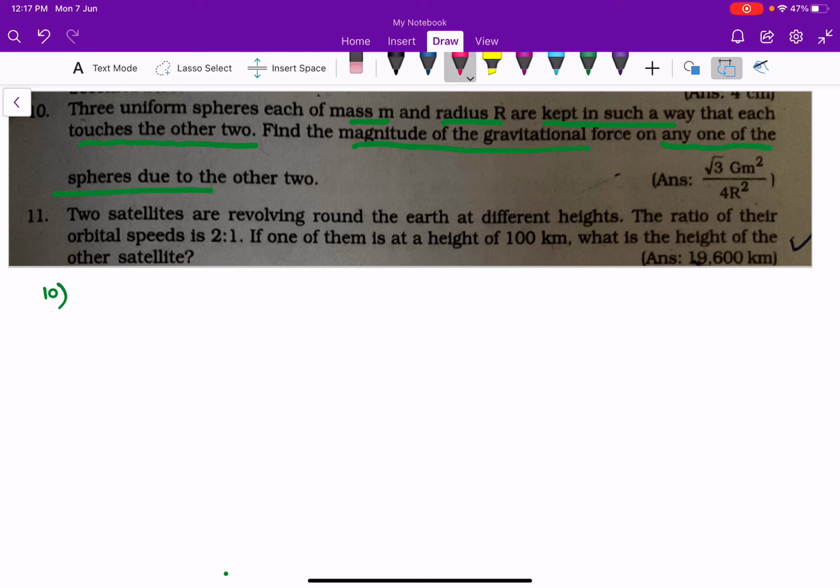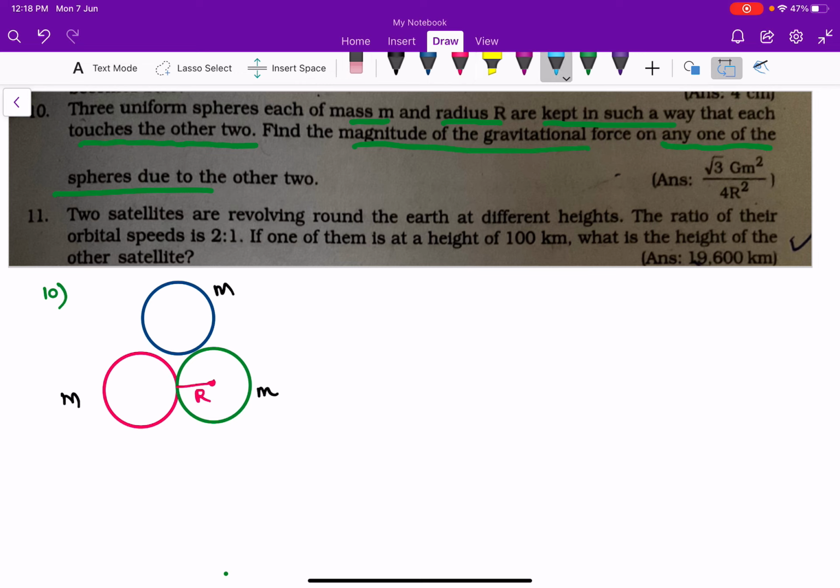So I am drawing the first sphere here. Second sphere, I am drawing in such a way that these three spheres touch each other. Each has mass m: the mass of this one is m, of this one is also m, and of this one is also m. And the radius of this sphere is r, and the radius of this sphere is also r.